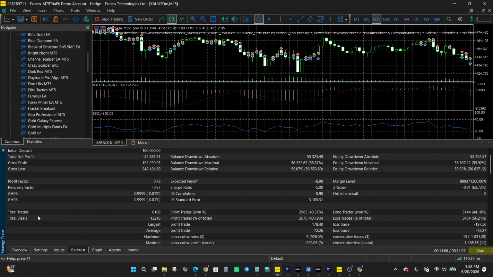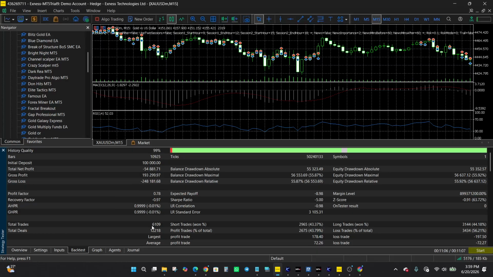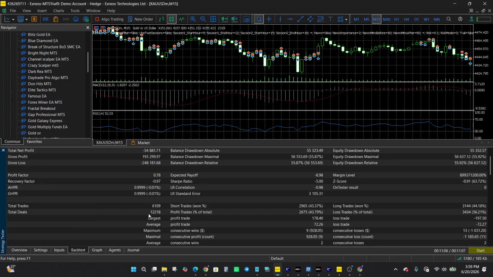We can see that total trades taken were 6,109, and the initial deposit was $100,000. Total net profit was negative 54,881.71. So the drawdown was massive, and over 54% of the balance was lost. But remember that past performance does not guarantee future results.